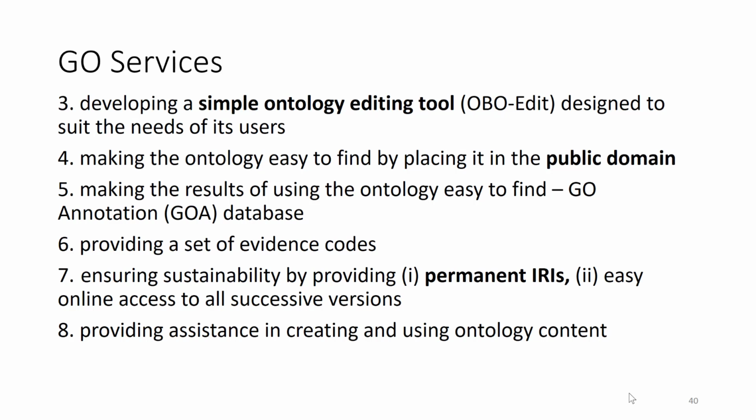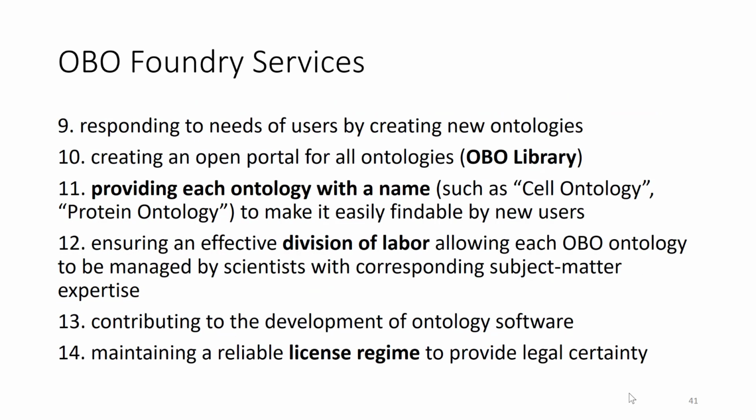So they provided OBO-Edit, which was a simple editing tool for ontologies. They provided a portal. They provided permanent URIs so that the ontology would be sustainable over time. As the OBO Foundry was established in around 2004, further services began to be provided. So now we had an open portal. Actually, the OBO Library pre-existed the OBO Foundry. And the OBO Library provided the service of enabling people to find existing ontology content easily, because this was the Dark Ages, before we had all of the things, before we had Björn.